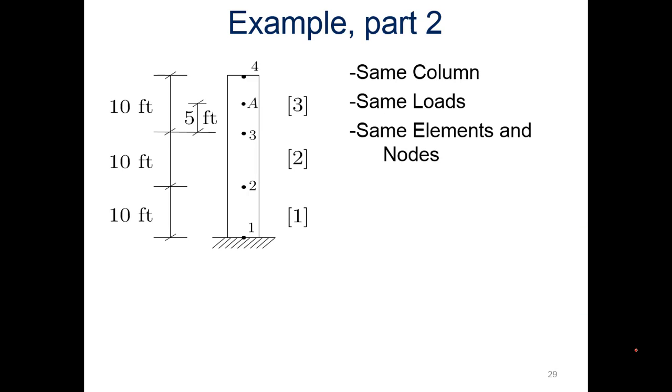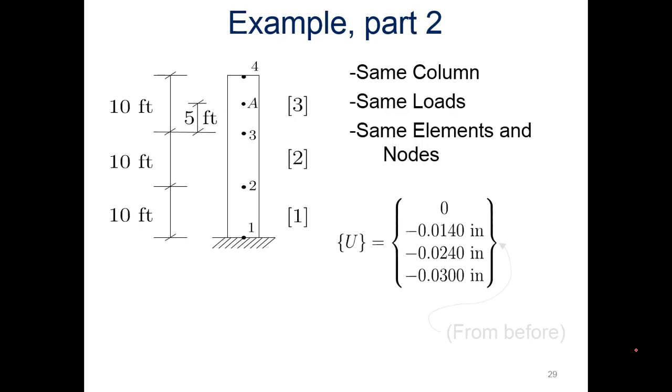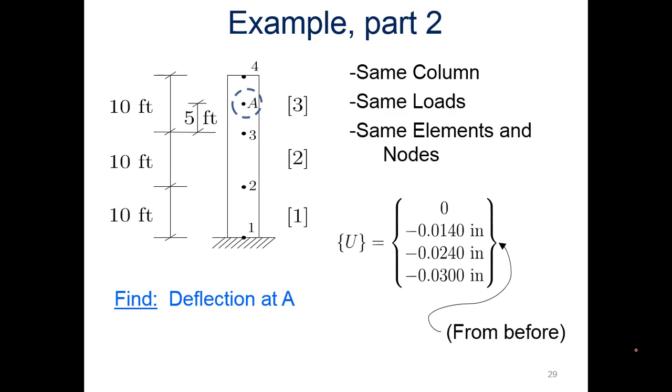Let's then move on to a second example, or just extending the example we were just on. We got the same column, the same loads, the same elements and nodes. Everything's the same. We have all the deflections that we have solved from before. What we're going to do now is find the deflection at node A. This is not one we actually solved for. We solved for 1, 2, 3, and 4, but not node A.